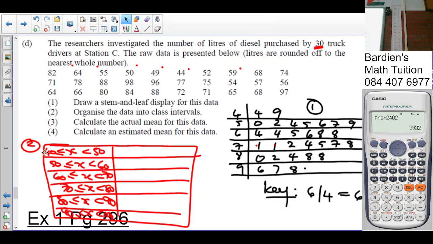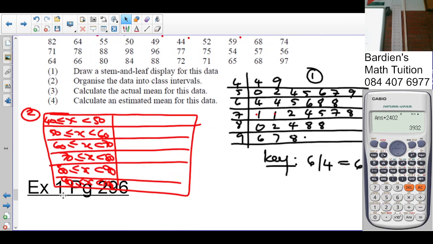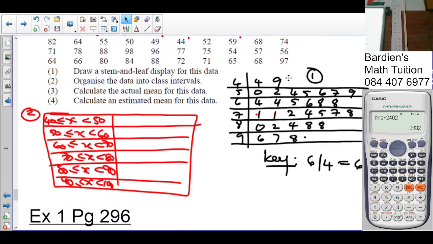Okay. So how many are in that category? 2. Not so? Then 7, then 6, then 7. You sure? Yeah, it's in line, I can see it. Then 5. Then if I add this up, it should give you 30 again. Okay. Number 3. Calculate the mean.